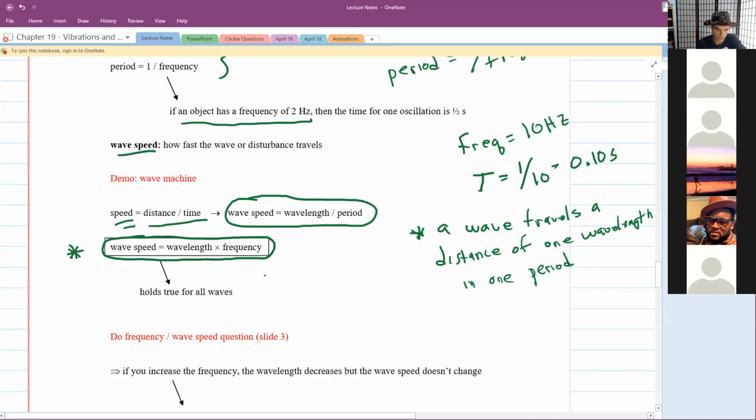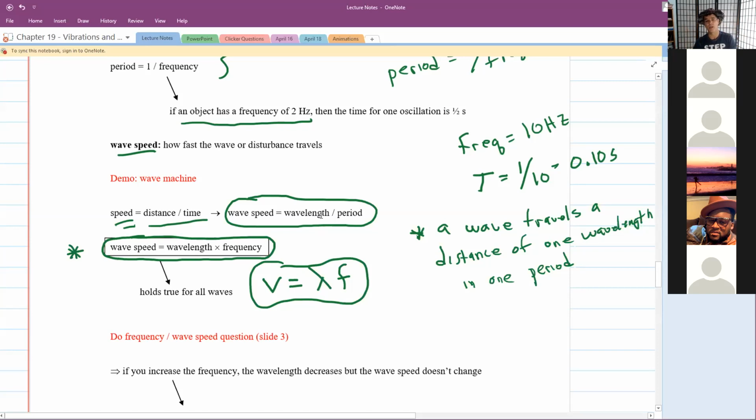So just to be specific, because you might see this in some books, for wave speed, we use V. For wavelength, we use this symbol lambda, and for frequency, we use F. So how fast a wave is moving in meters per second equals the wavelength in meters times the frequency in hertz. So I have a clicker question or two about this.